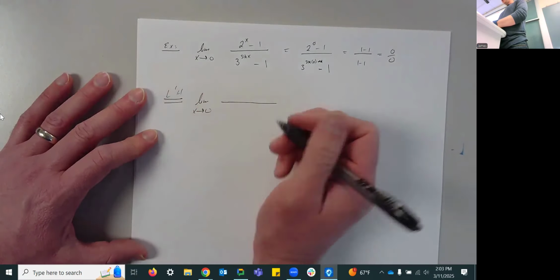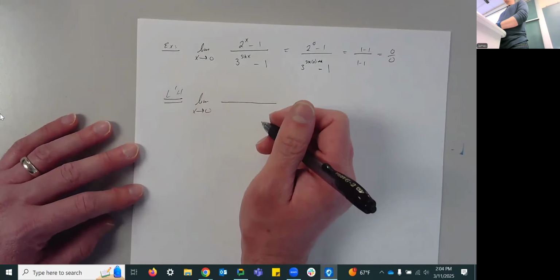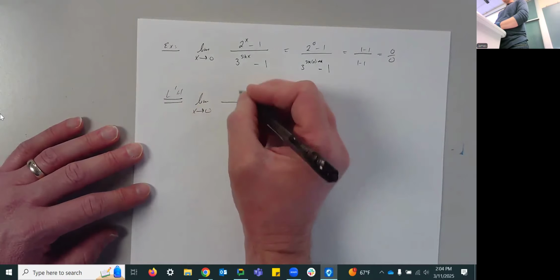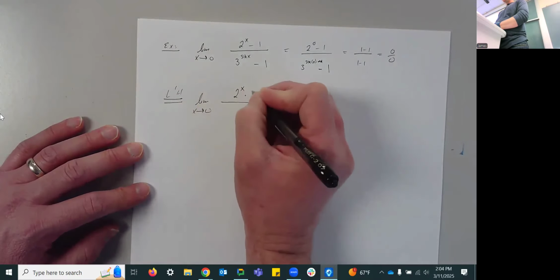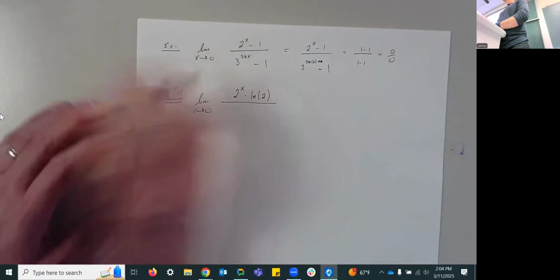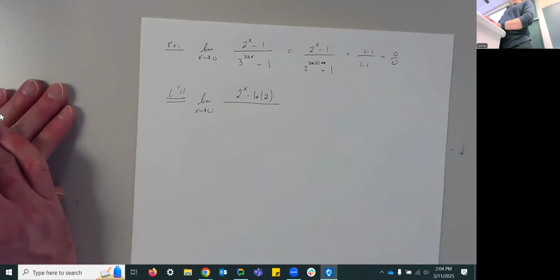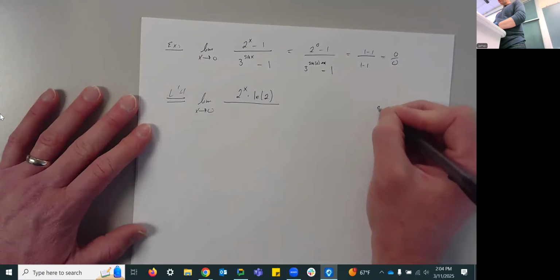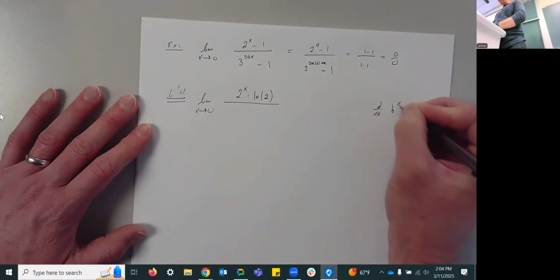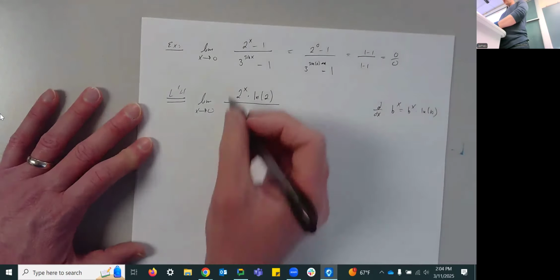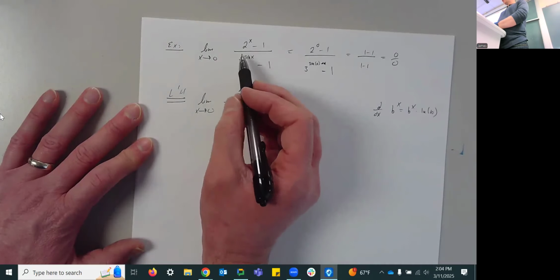All right, I know it's been a minute. Who remembers what the derivative of 2 to the x is? Ugh. It's 2 to the x times the natural log of 2. Just like the derivative of e to the x is e to the x times the natural log of e. Or the derivative of b to the x is b to the x times the natural log of the base. And if your exponent is more complicated, there's a chain rule in there.